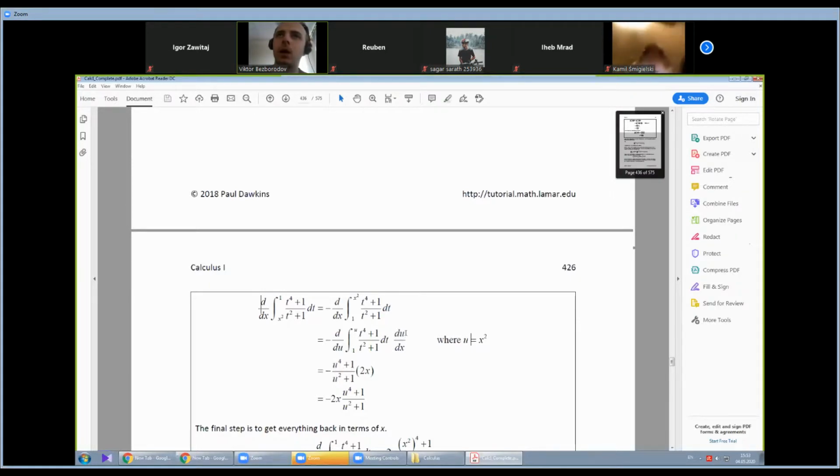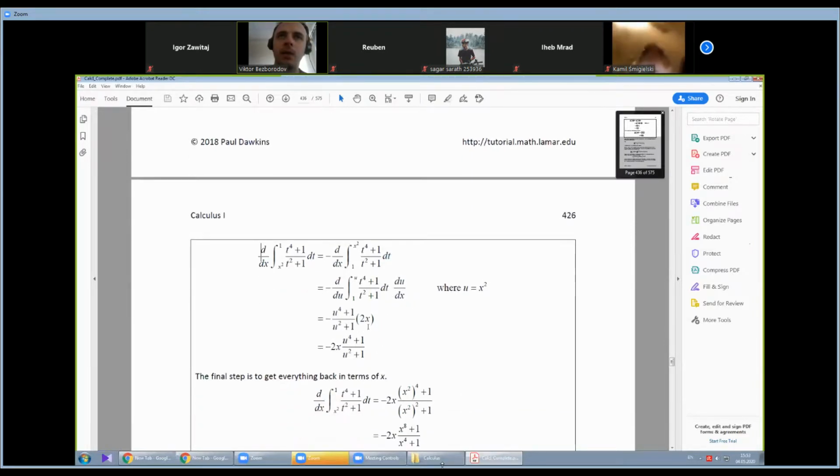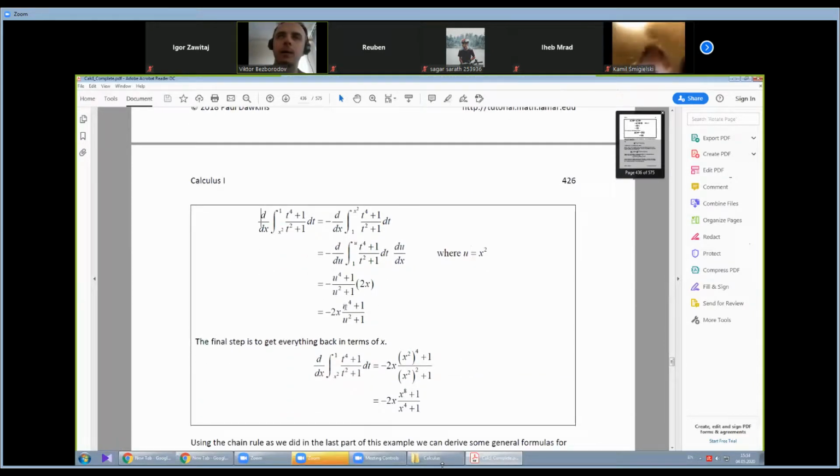And then you here have the product du/dx. So u equals x squared, so du/dx equals 2x. And this is what you get. And then, of course, u equals x squared, so you can just substitute, and this is what you get in the end.